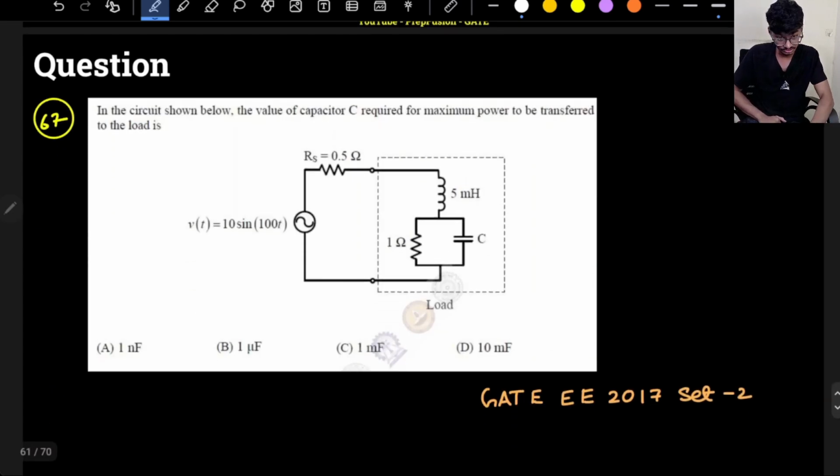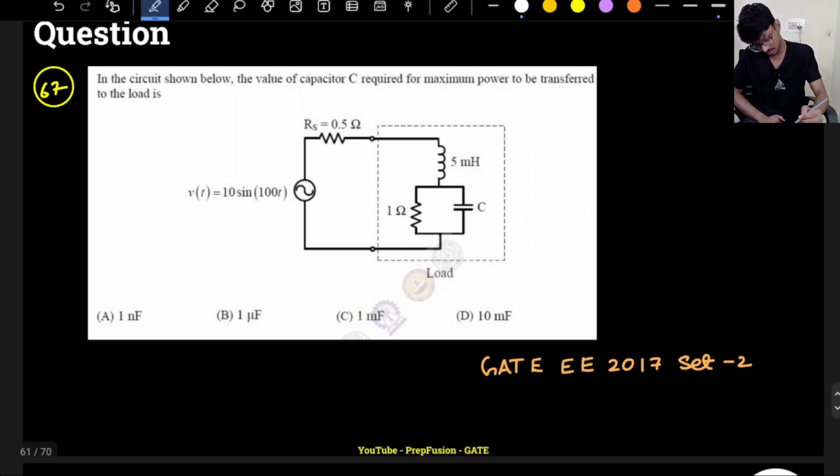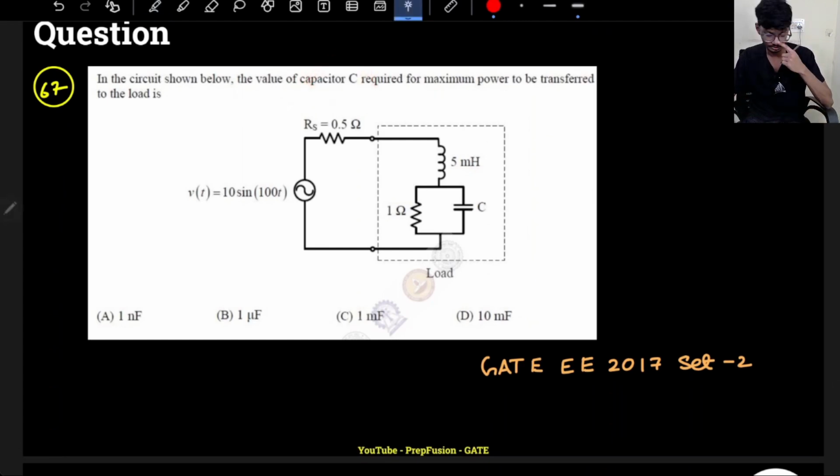So this was the last question that I gave you as the assignment. This is a GATE question basically, where they are asking the value of C required for maximum power transfer. So they are doing a very interesting thing, right? They are varying the C only, and they want us to find out the value of C for which maximum power transfer will occur. So this is not a very standard question. Load is this one.